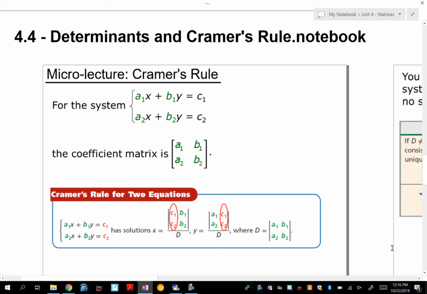All right, we're here with period 7. Going to go over how to use determinants, which you just took 5 minutes to figure out, and something called Cramer's rule to solve a system of linear equations.